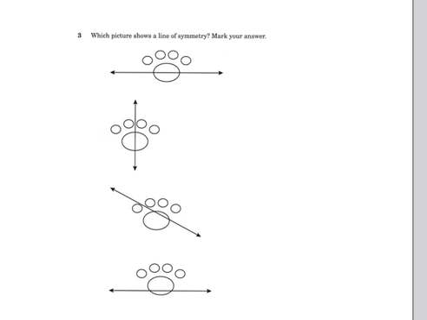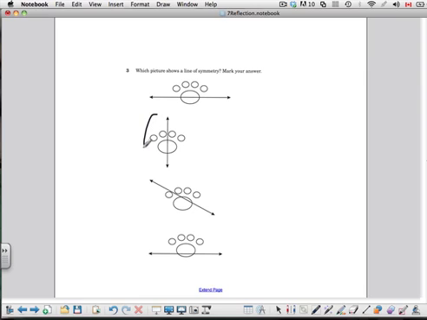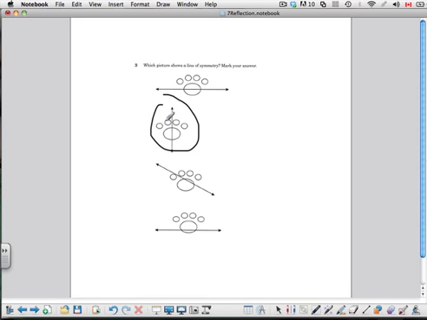Here's a question about symmetry. Which picture shows a line of symmetry? There we are, this one, because this side is a complete reflection of the other side. This doesn't happen in any of the other cases.